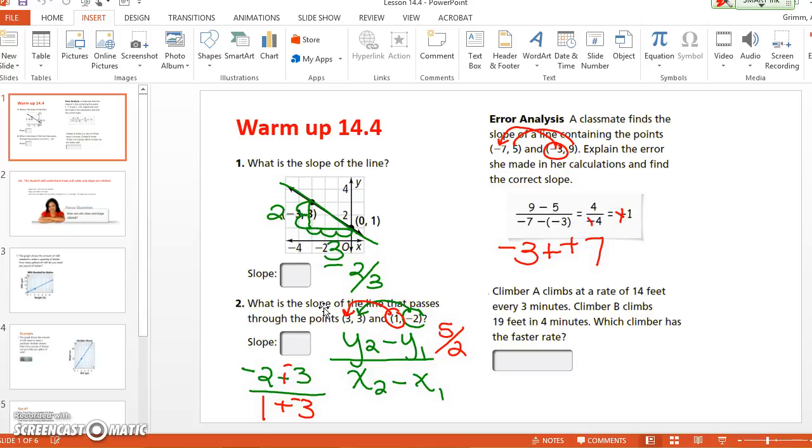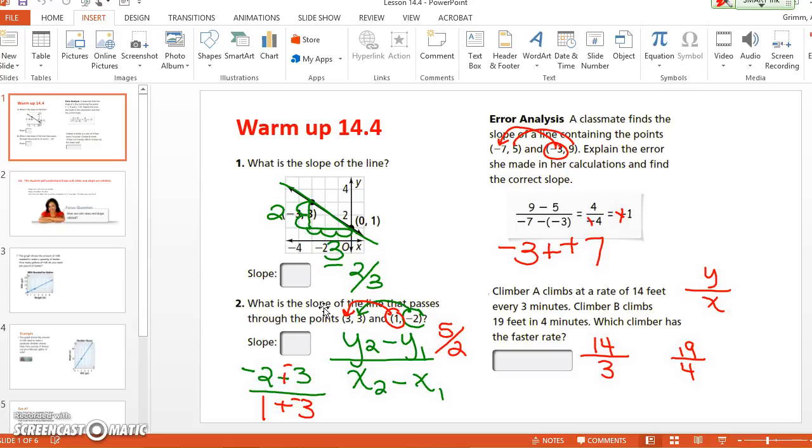Okay, good. All right, climber A climbs at a rate of 14 feet every 3 minutes. Climber B climbs at 19 feet every 4 minutes. Which climber has the faster rate? Chase? Climber B. How do we know that? You divide 14 by 3, and then you divide 19. How do we know it's 14 over 3 and not 3 over 14? Because you want to find the unit rate, which is how many every 1 minute. There you go. That's a good way to explain it. Or you can say that it has to be y over x, right? And x here would represent time, and y would represent how much they're climbing. So that would still be y over x, so we would have to do it like that.